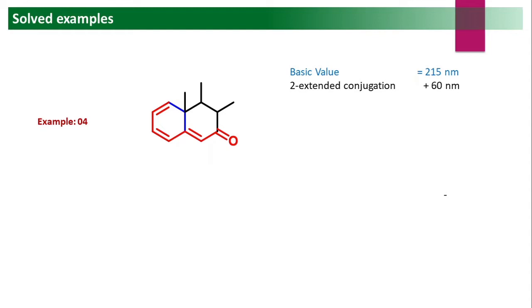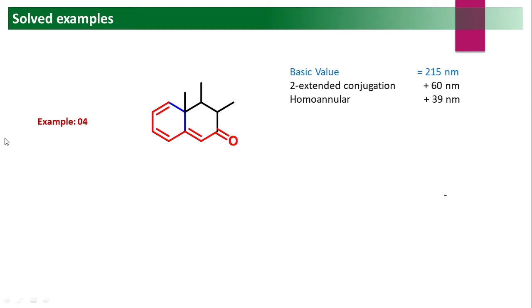Then these two double bonds are present in the same ring, so this is called a homoannular ring. For each homoannular ring, we have to add 39 nanometer to the base value.